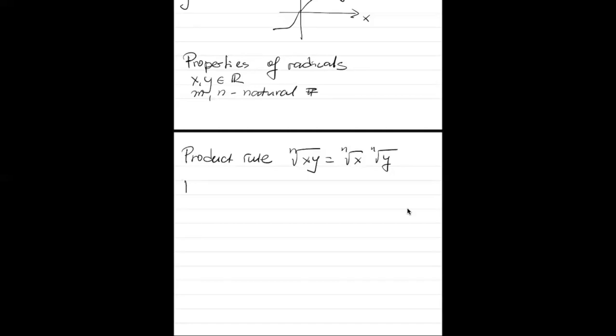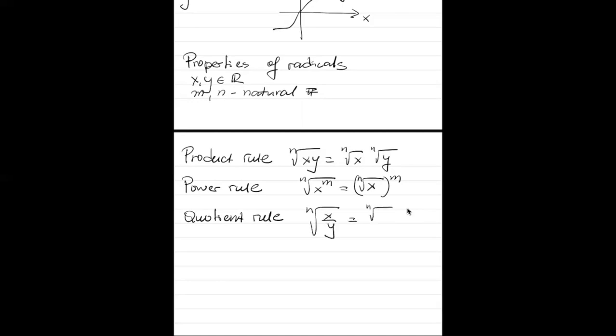Power rule. If I have nth root of x to the m, that is equal to nth root of x, all that to a power m. Quotient rule. If I have nth root of x over y, I can break this down: nth root of x over nth root of y.